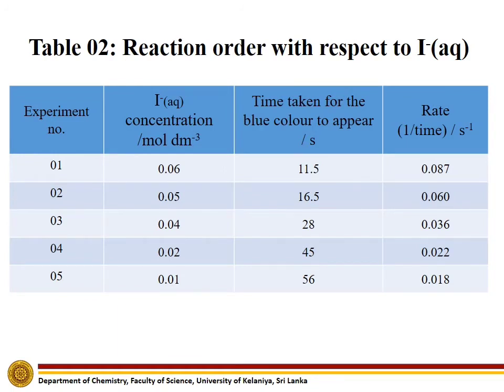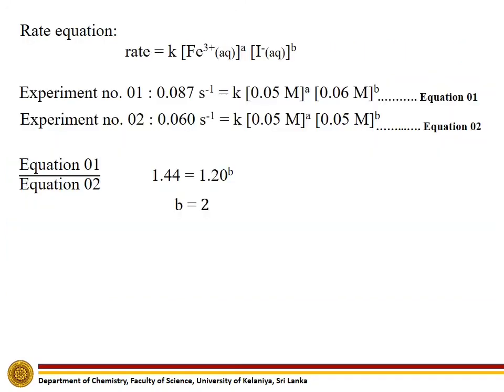The results of the experiments that were conducted to determine the reaction order with respect to iodide ion concentrations is given in this slide. Using the results of table 2, perform the calculation to determine the value of B, or the order of the reaction with respect to iodide ion concentration.